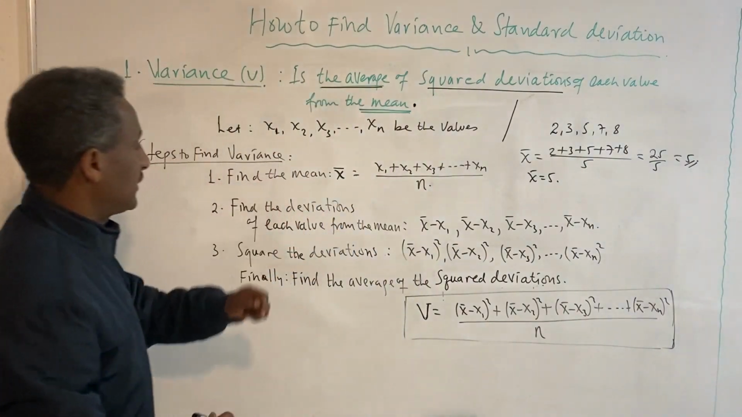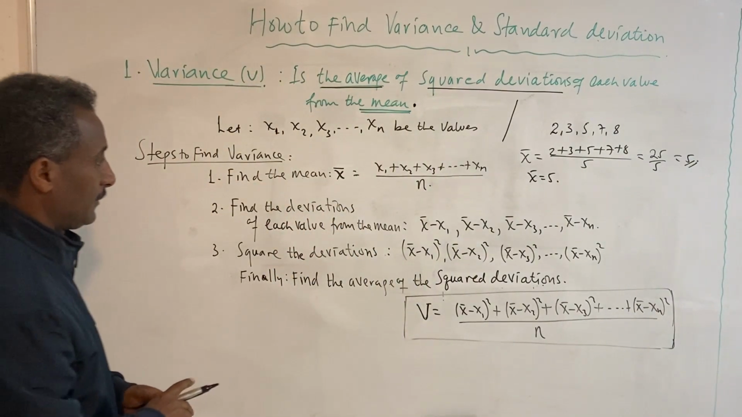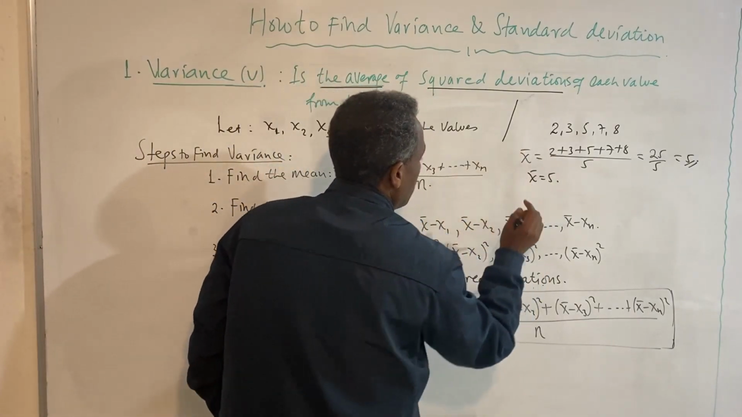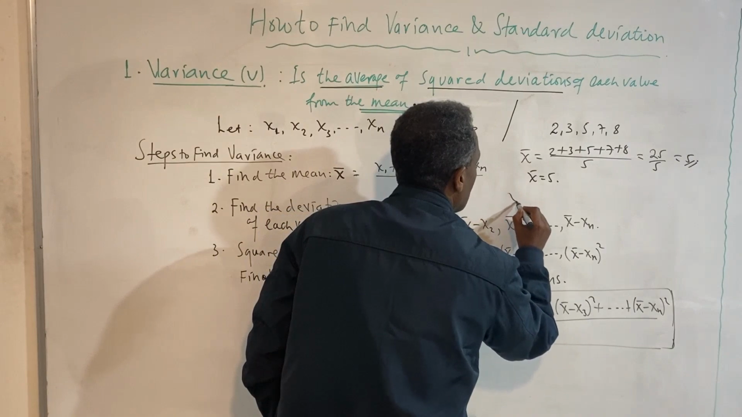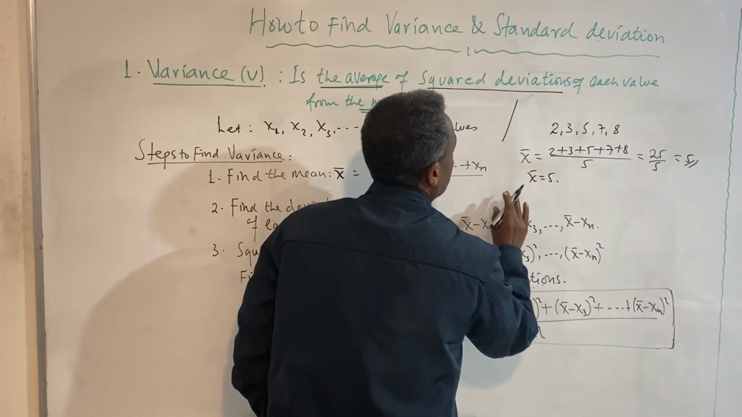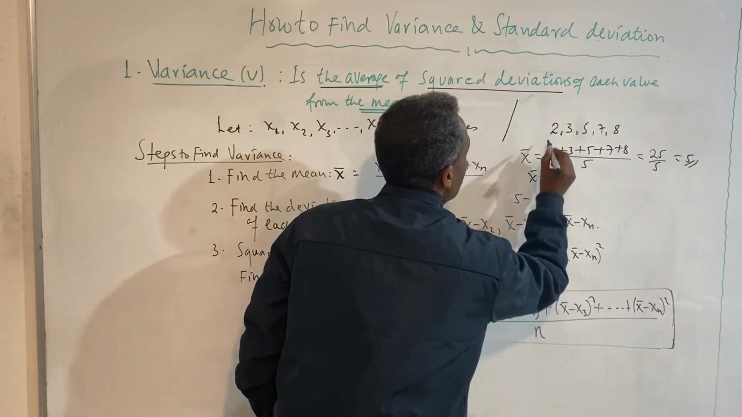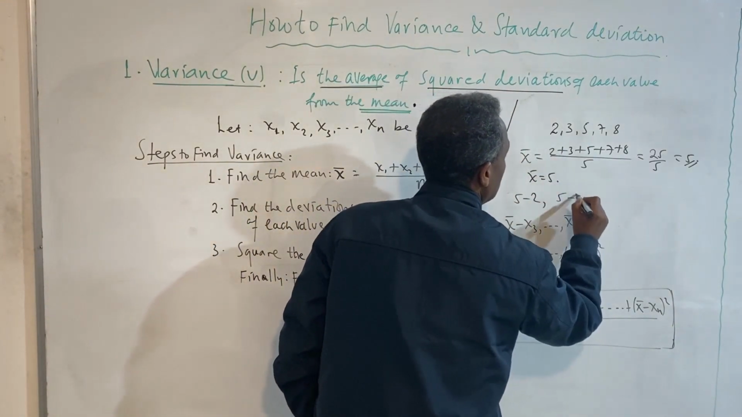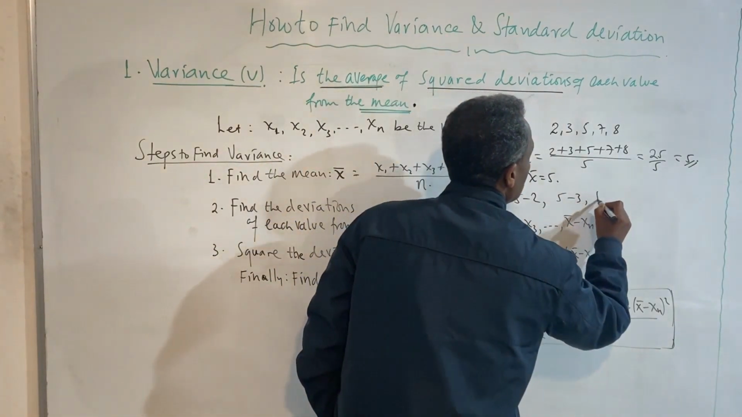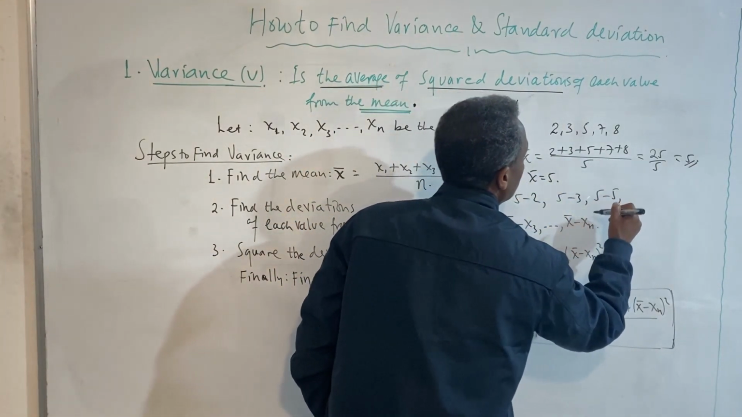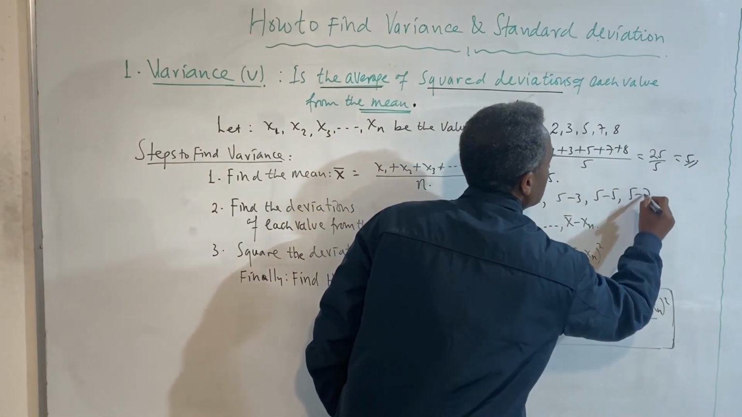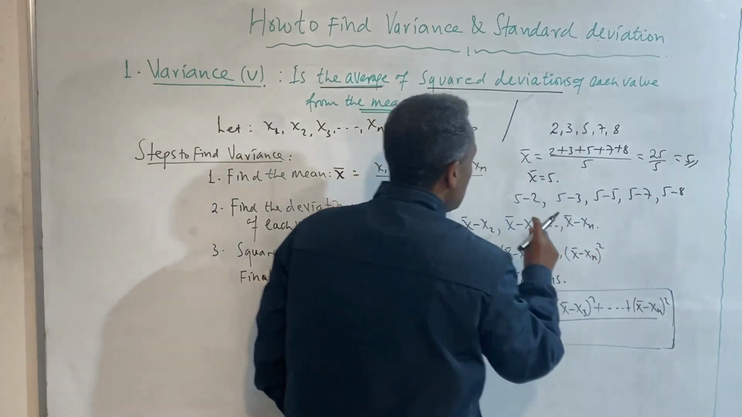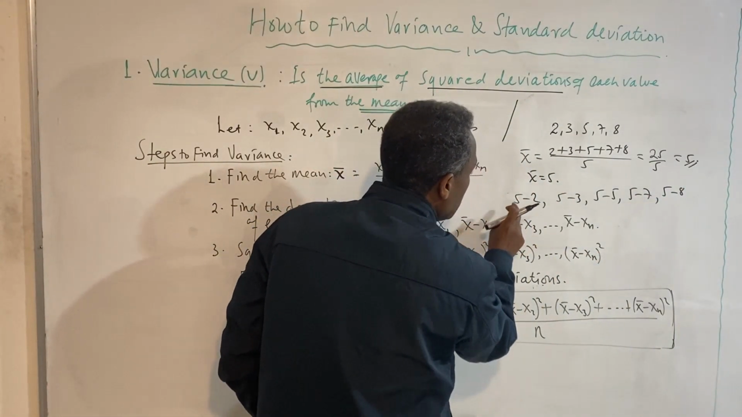This is our first step. What's next? Next, we find the deviation of each value from the mean. 5 minus 2, 5 minus 3, 5 minus 5, 5 minus 7, and finally 5 minus 8. These are the deviations of each value from the mean.